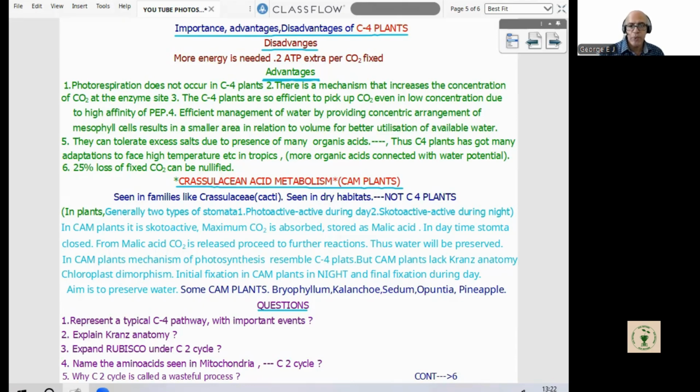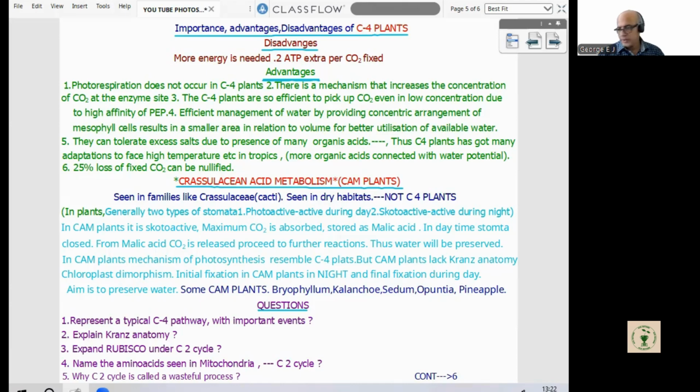Even they can tolerate excess salts due to the presence of many organic acids in connection with osmosis. So we can find C4 plants have many adaptations to face high temperature, etc., in the tropics. Many organic acids are connected with the water potential. And the 25% loss of carbon dioxide in the C2 cycle, remember that also will be nullified here. So C4 plants have many advantages except extra ATP.